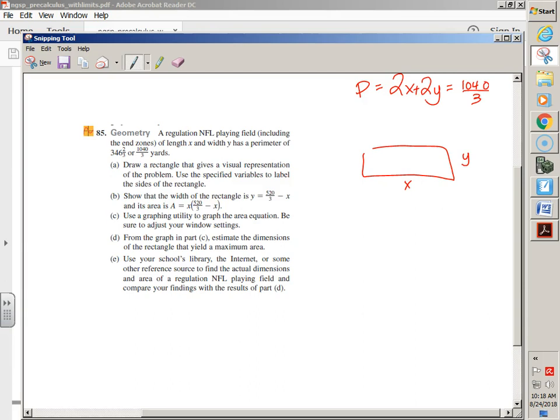But if you didn't write this down, there's no way you could have done B. Or if you didn't think about this at some point in the whole problem, you were stuck. Because after drawing the rectangle, labeling X, labeling Y, writing down the clue given in the directions for the NFL field, now you can go ahead and start approaching B, and B says to do what?